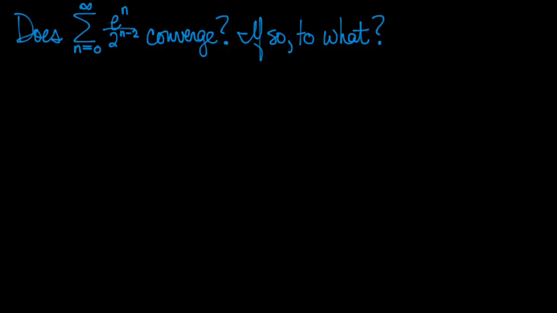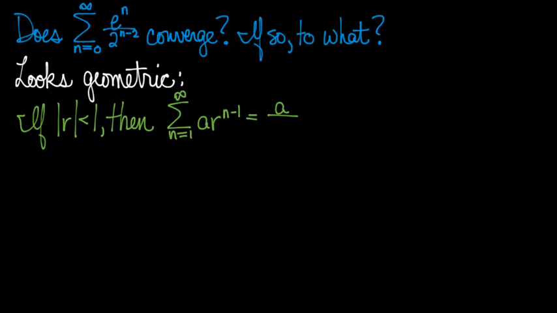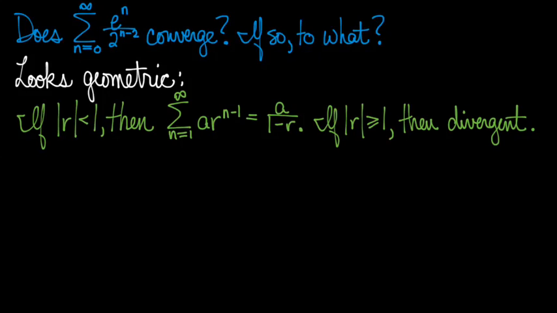I want to present a couple of examples to you that demonstrate how we can use information about geometric series to determine convergence of certain series that we might be presented with. Here's a series that I think is geometric, and it's because I see the n's and the exponents, but it doesn't really look like the series in my theorem here, which is a times r to the n minus 1, and also n has to start with 1.